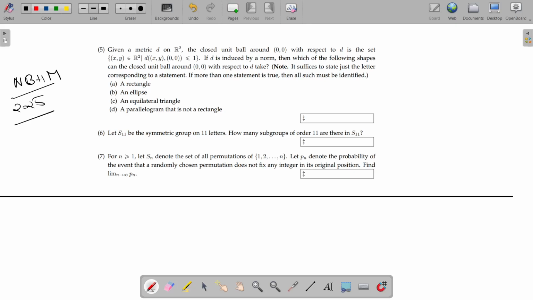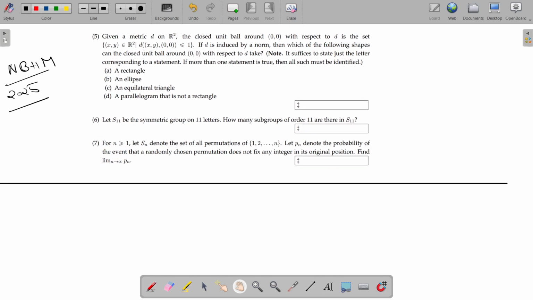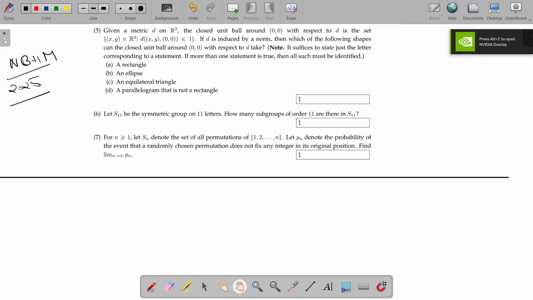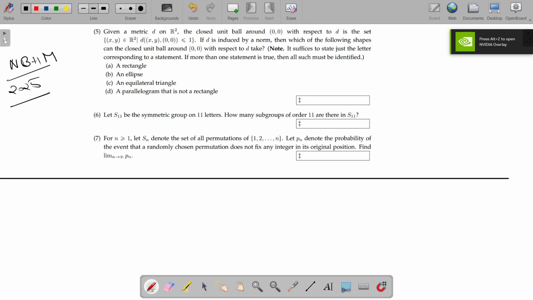So hi guys. Today I'm going to solve this NBHM 2025 problem. Question number 5, 6, and 7. I think this is from part A, as you can see. So let us start with this easy question. It is saying that let S11 be the symmetric group on 11 letters.